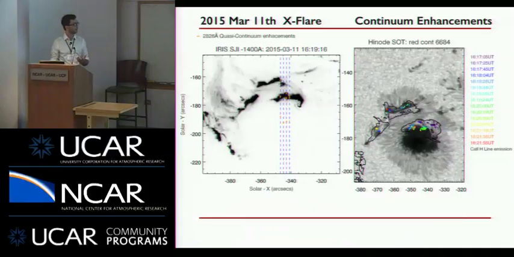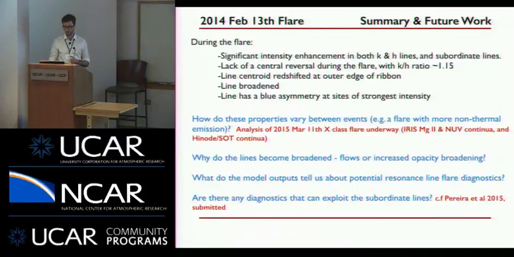And so that'll give us a better idea of the chromosphere using IRIS. Just to summarize briefly, I'll leave these up here to comment on, but there are some outstanding questions. Is there any difference between the magnesium II profiles between events? Why are the lines broadened so much? What do the model outputs tell us of the potential diagnostics in these flares? And are there any potential diagnostics from these subordinate lines? I believe there are some on the way. So thank you very much.